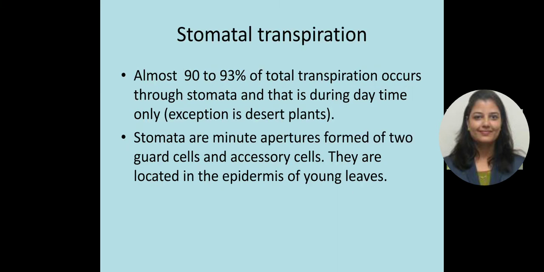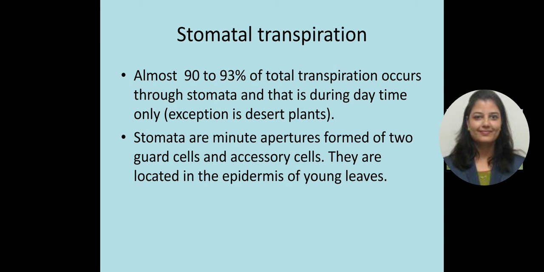Then next, important, is stomatal transpiration. Almost 90 to 93% of total transpiration occurs through the stomata. Stomata are present on both sides of the leaves. Stomata are small openings. I will explain the structure of stomata in the next few slides. Stomatal transpiration happens during the daytime only. Only in desert plants it is an exception; otherwise transpiration through the stomata only happens during the daytime.